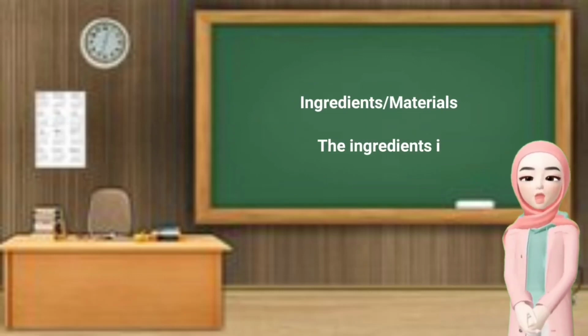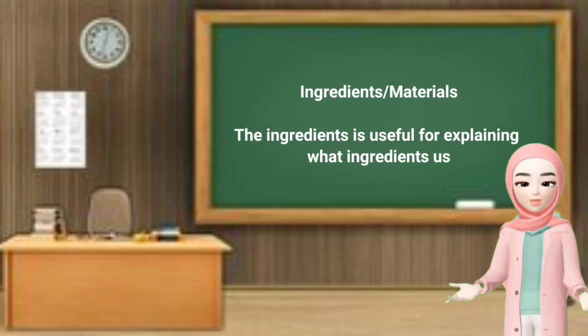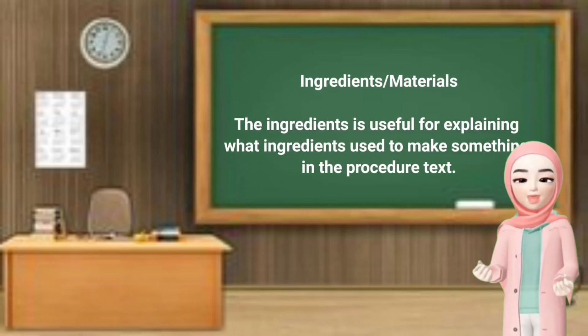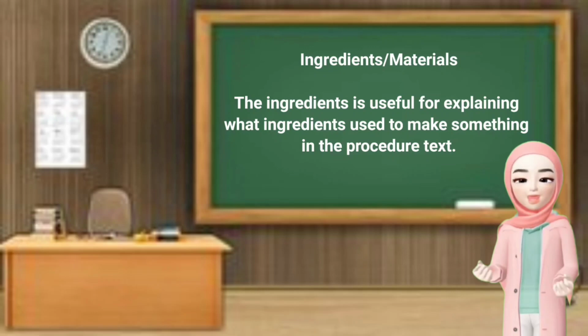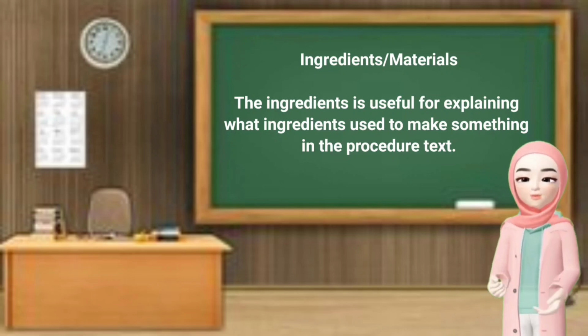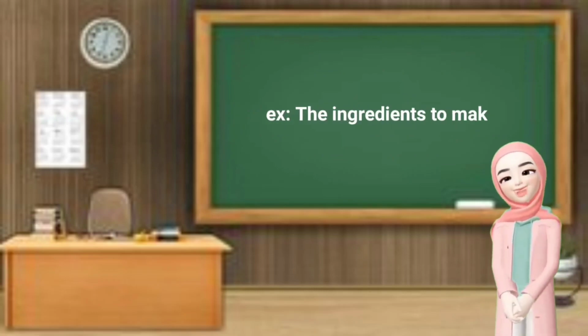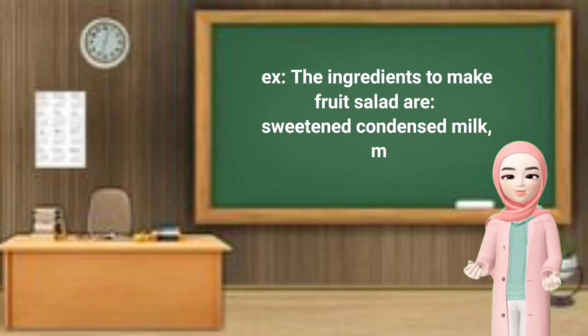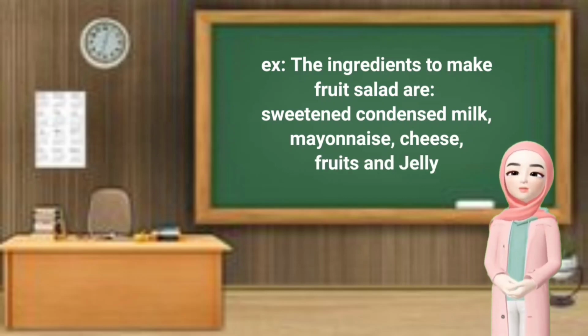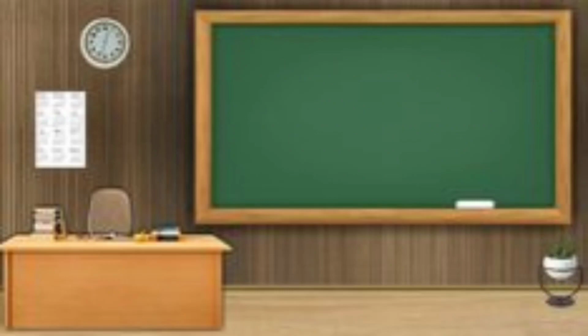The last generic structure is ingredients or materials. The ingredients section is useful for explaining what ingredients are used to make something in the procedure text. For example, the ingredients to make fruit salad are sweetened condensed milk, mayonnaise, cheese, fruits, and jelly.